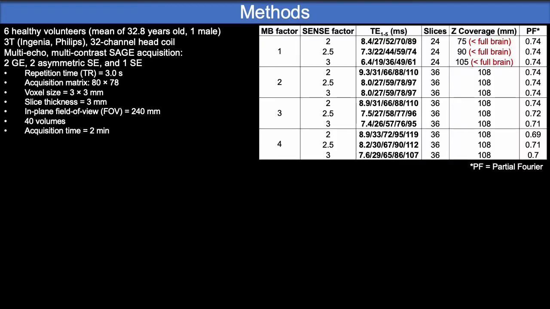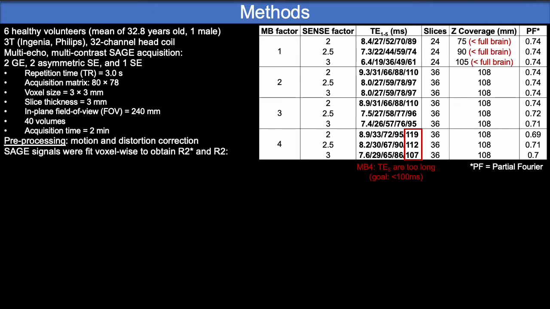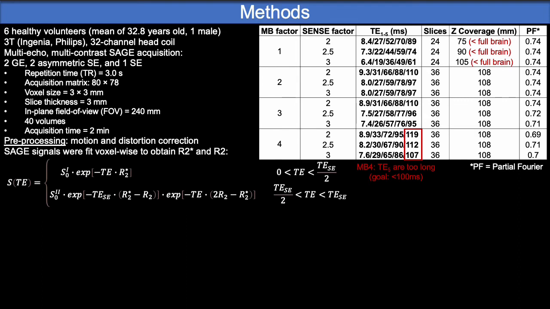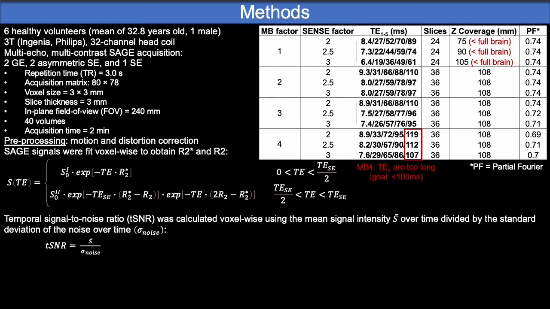We collected data in 6 healthy volunteers on a 3 Tesla scanner. Acquisition parameters are below for our SAGE sequence, and additional parameters are in the table to the right. Of note, the multiband factor 1 was not able to acquire full brain coverage, and multiband 4 fifth echoes were too long. Data underwent minimal pre-processing before being fit to obtain voxel-wise R2* and R2.